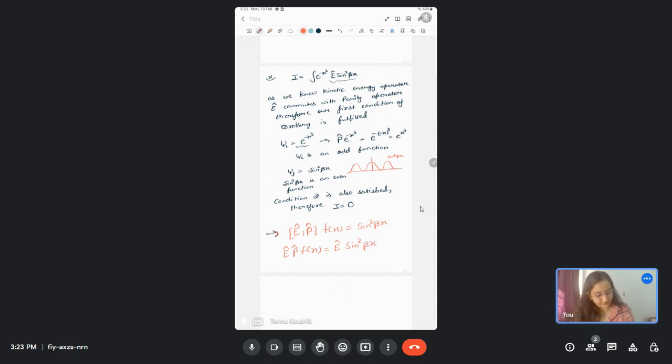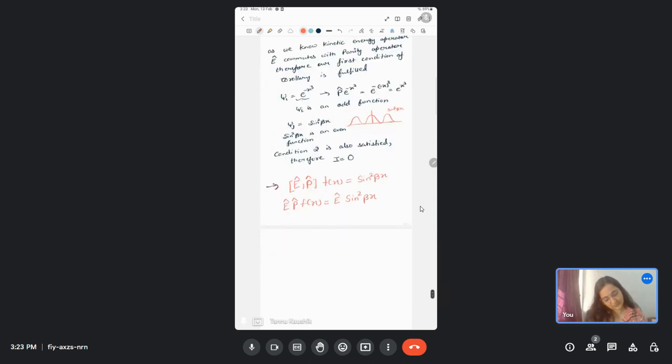P on f(x) is equal to, we will get sine square beta x.